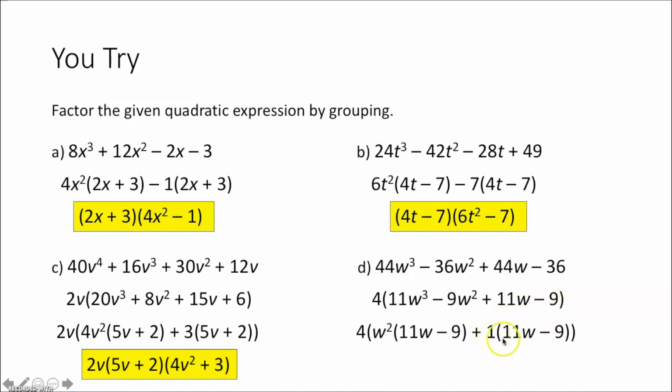Now, we rewrite this. Since we have a common binomial expression that we can factor out, we go ahead and do that. So it's going to be 4, parentheses, 11w minus 9. Then in the second set of parentheses, we put our GCFs, w squared plus 1.